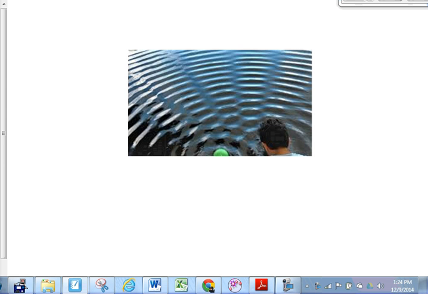Our next page shows us two openings where we have diffraction taking place right here. And then we have diffraction taking place from this one as well. These water waves will encounter each other and interfere with each other.